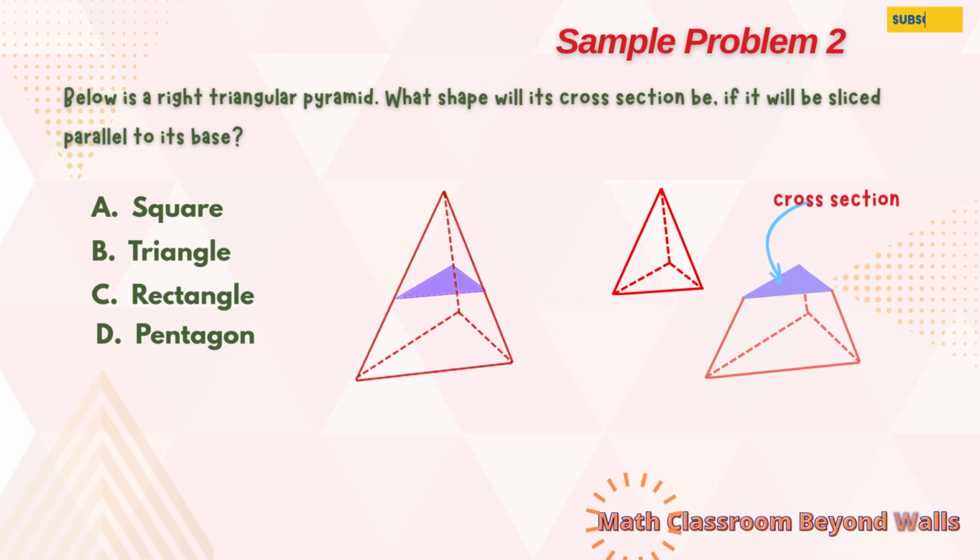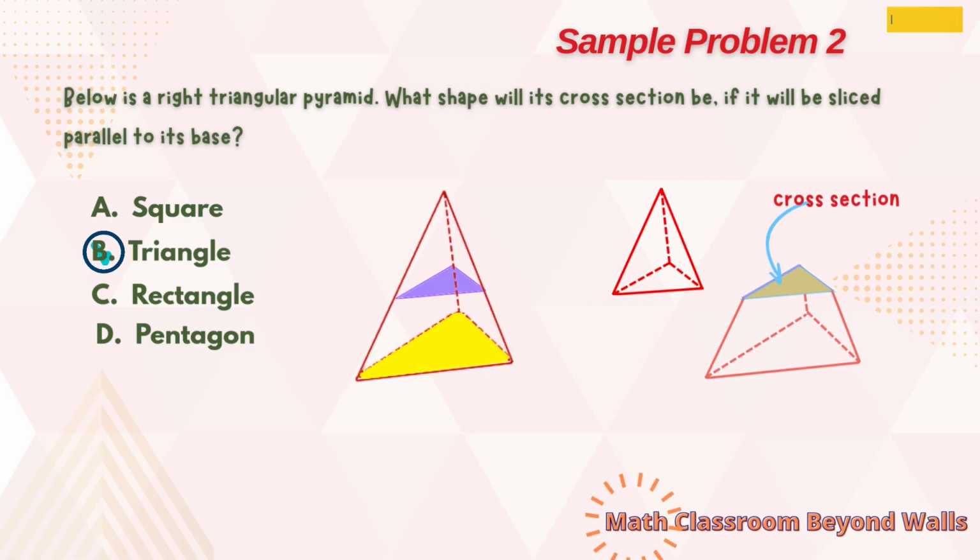So, what is our answer, learners? Is it option A, option B, option C, or option D? Okay, so the answer is option B. Its cross-section is similar to its base. The cross-section is triangular in shape since the base is a triangle.